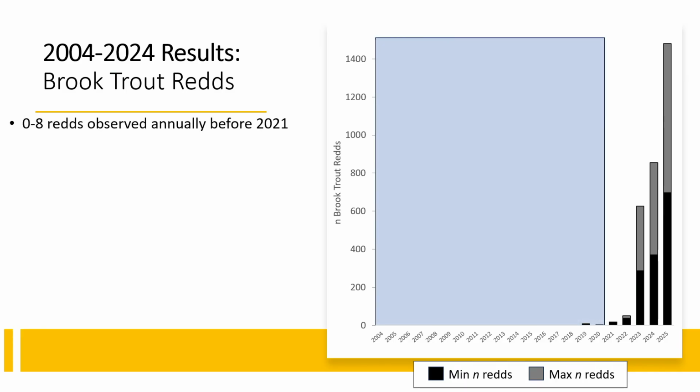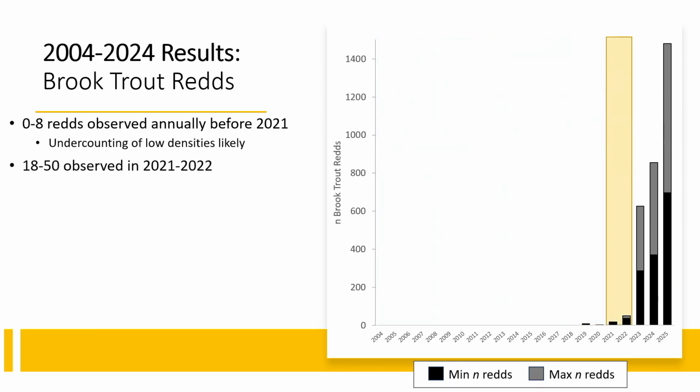So for the first 16 years or so of these surveys, we weren't seeing much brook trout spawning activity. We were usually getting 0 to 8 reds per year. That's not to say that there weren't any brook trout spawning within the reaches during that time. It's just that there probably weren't very many. Again, these things can be really small, so they can look like a footprint when you're doing surveys. It's not until you start seeing a lot of spawning that you typically notice they're there, and enough to be able to count.